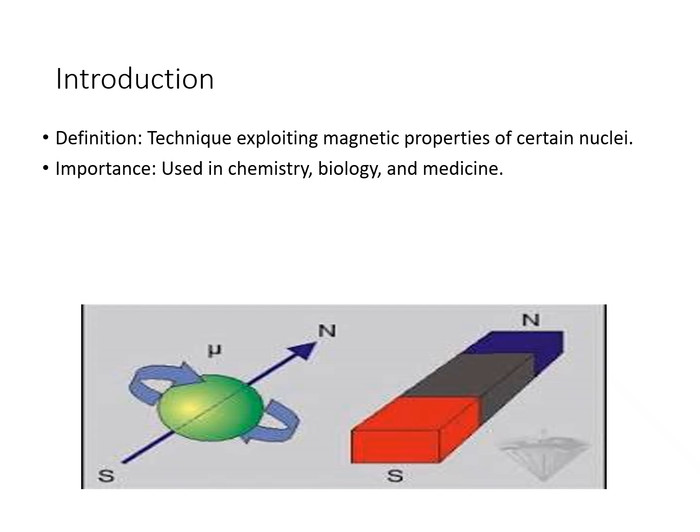NMR spectroscopy is a technique that utilizes the magnetic properties of certain atomic nuclei. It is widely used in chemistry, biology, pharmaceuticals, and even in medical imaging. NMR helps us to determine the structure and environment of atoms inside the molecules.